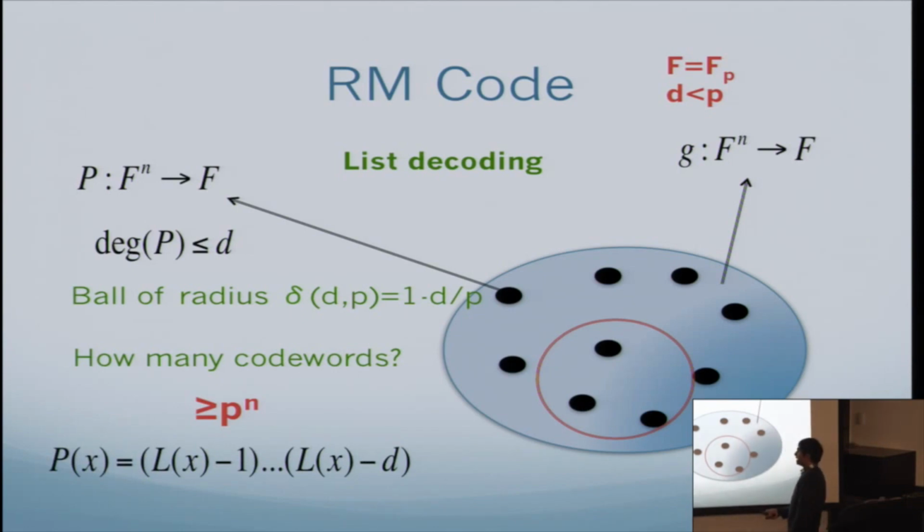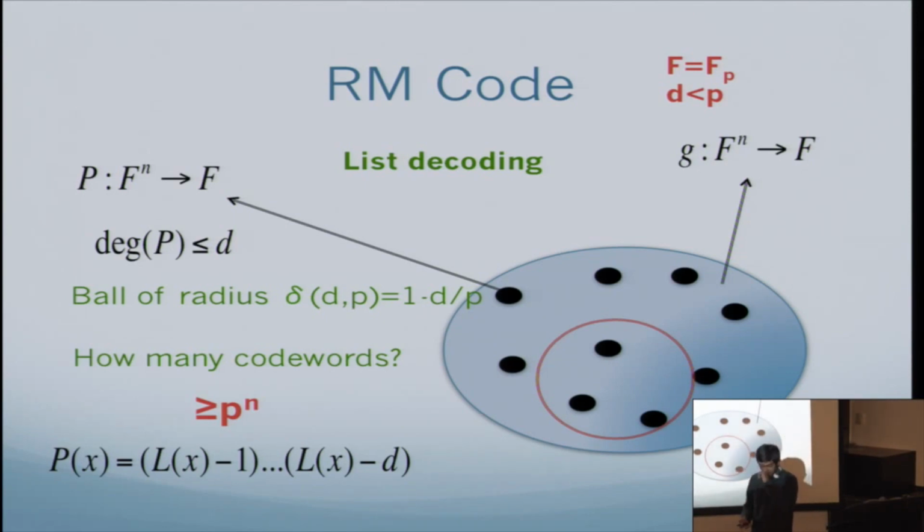Take any linear function of your choice and look at L(x) minus 1 dot dot dot L(x) minus d. What is the distance of this polynomial from the 0 function? It is 1 minus d over p. And there are p to the n many choices of the linear form. So there are p to the n many code words that are sitting on the edge.